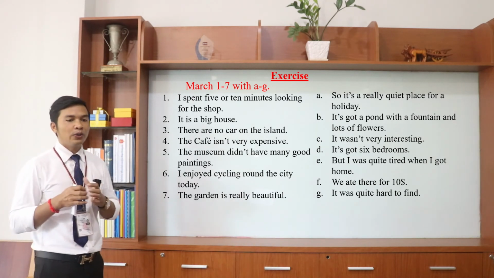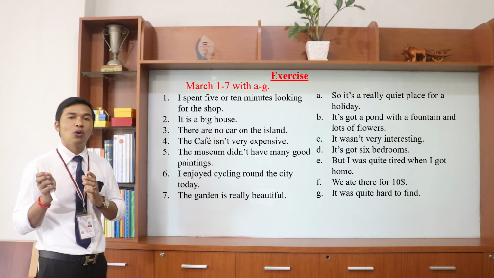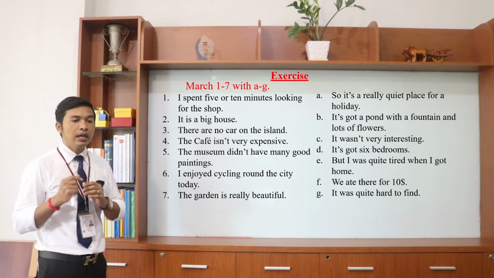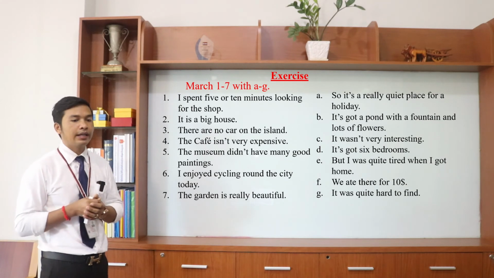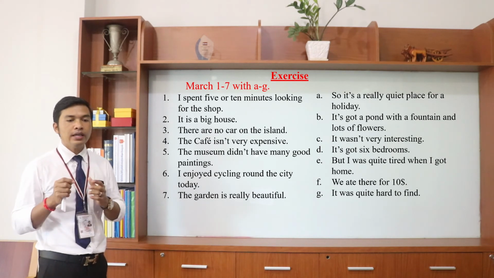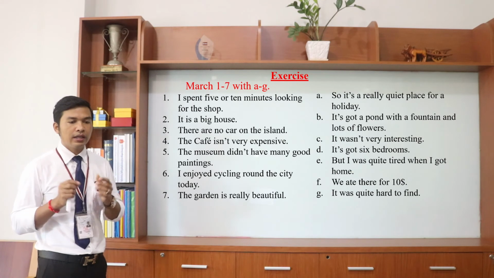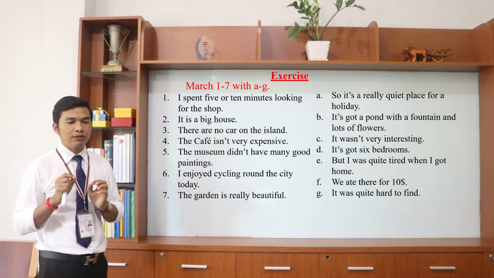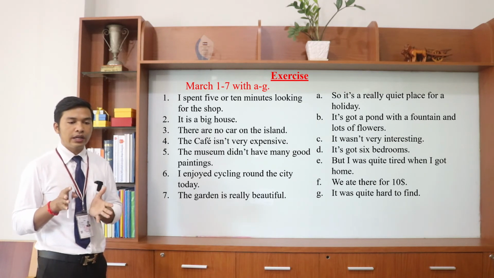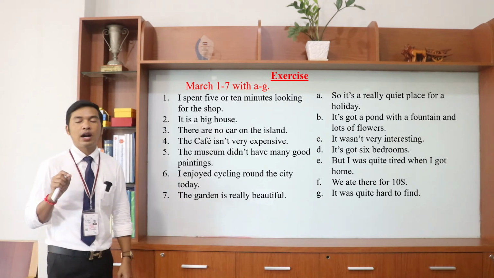A, it is a really quiet place for holiday. B, it's got a pond with fountains and lots of flowers. C, it wasn't very interesting. D, it's got 6 bedrooms. E, but I was quite tired when I got home. F, we ate there for $10. G, it was quite hard to find.